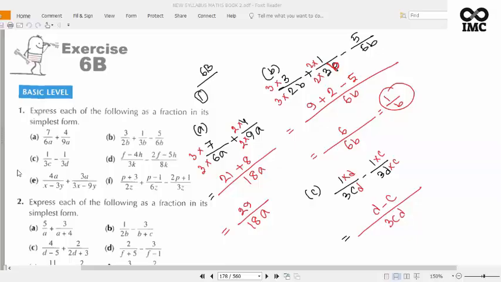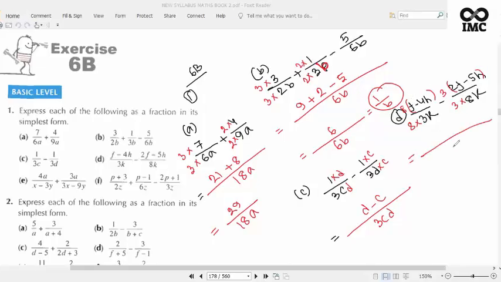Now number d. Number d says f minus 4h divided by 3k minus 2f minus 5h by 8k. So LCM of 3k and 8k will be 24k. So we'll multiply this one by 8 and this one by 3. So here this one multiplied by 3, here this one multiplied by 8. Now look, here both denominators will be 24k because LCM of 3k and 8k will be 24k.